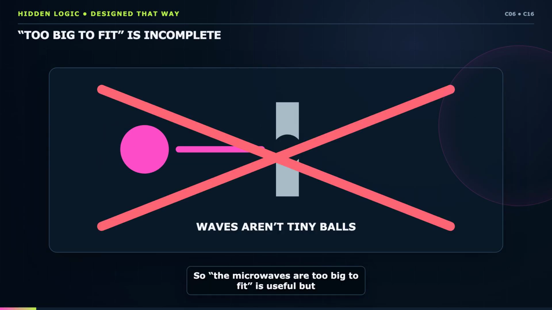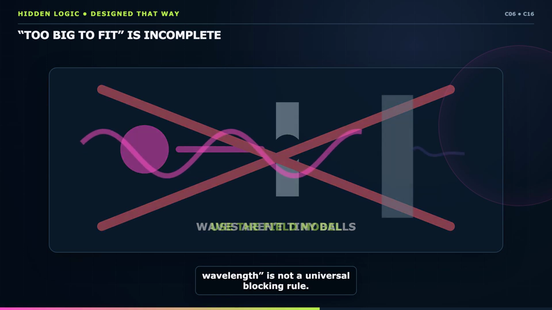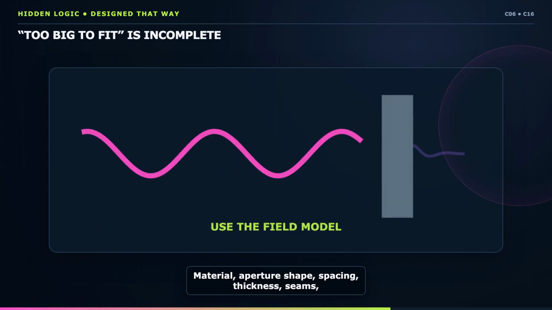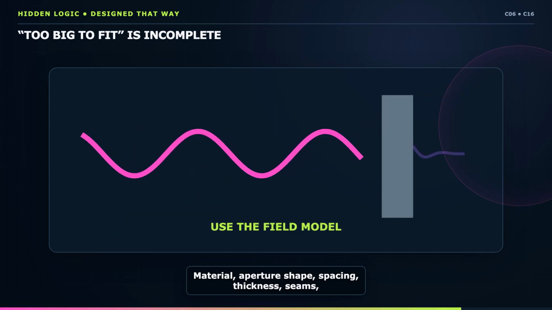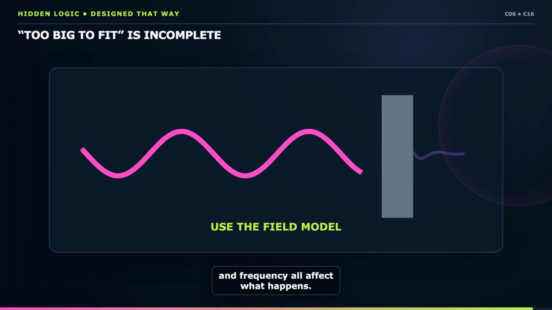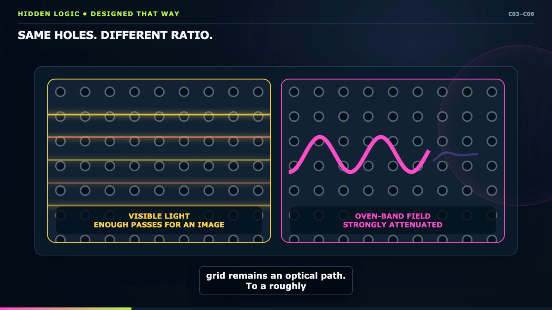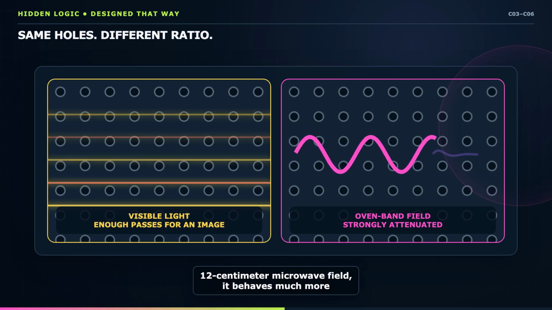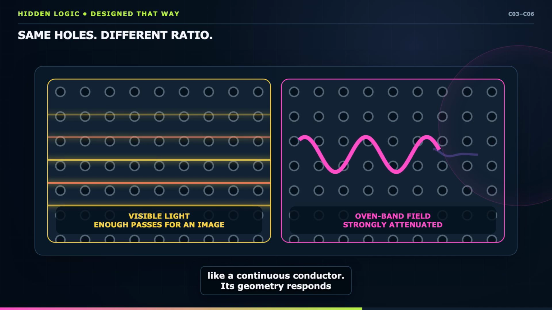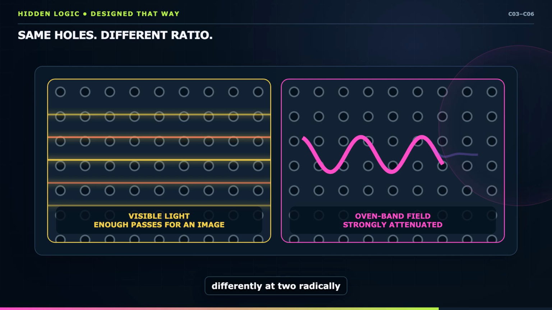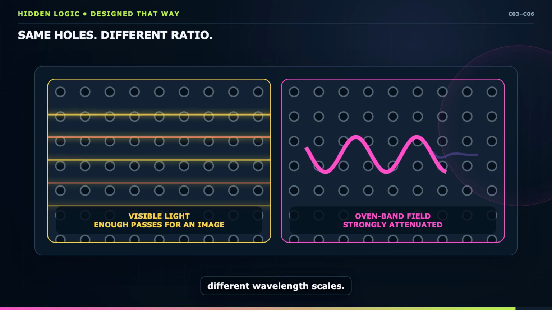So "the microwaves are too big to fit" is useful but incomplete. Electromagnetic fields are not beads hitting a strainer, and "smaller than the wavelength" is not a universal blocking rule. Material, aperture shape, spacing, thickness, seams, and frequency all affect what happens. Same holes, different ratio. To visible light, the grid remains an optical path. To a roughly 12 centimeter microwave field, it behaves much more like a continuous conductor. Its geometry responds differently at two radically different wavelength scales.